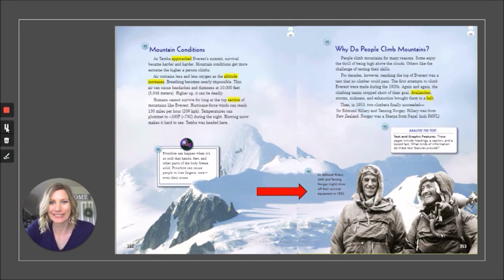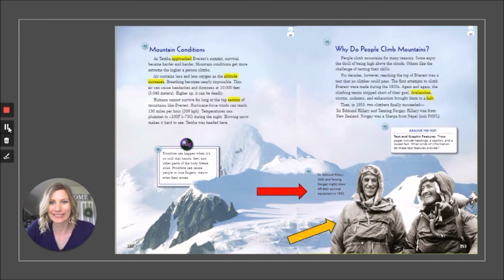The feature I'm highlighting at this point is a caption. Captions have information near or below a photograph or illustration that gives detail and more information to the paragraph. Let's read this caption now. Sir Edmund Hillary, he's on the left, and Tenzing Norgay, he's on the right, show off their survival equipment in 1953.